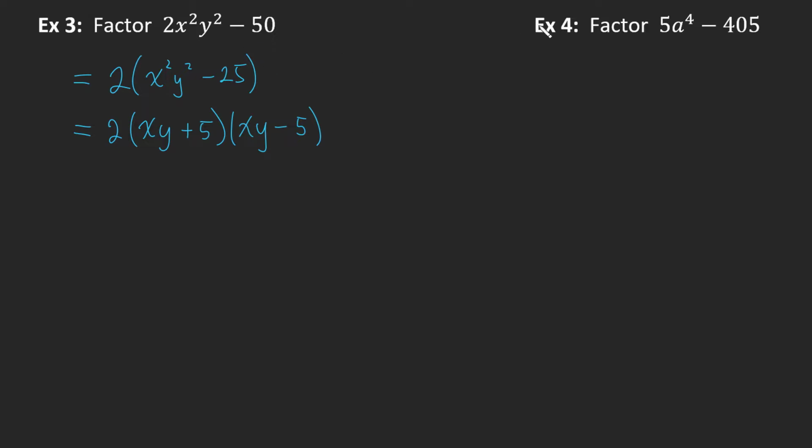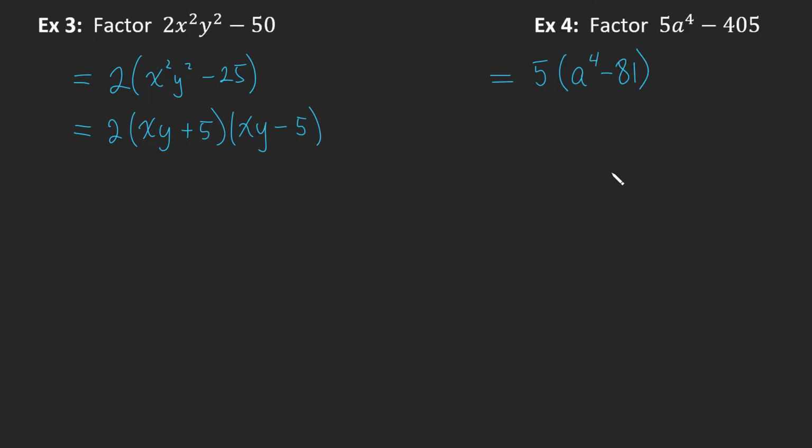Okay, try and apply that to the next example before I go ahead and do it. Pause the video and give it a shot on paper. Always look for a GCF first. Okay, there is a GCF. It's just 5, so I'm going to factor out a 5. That'll leave me with a to the power of 4 minus 81.